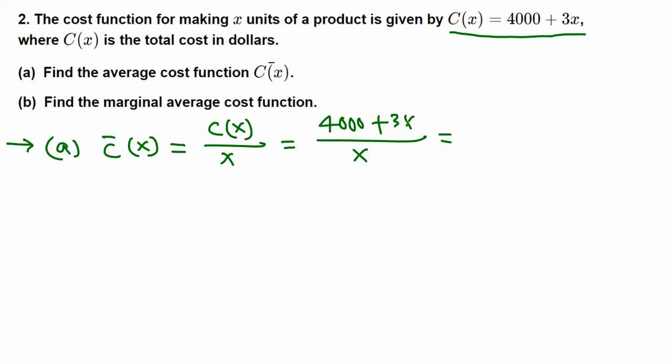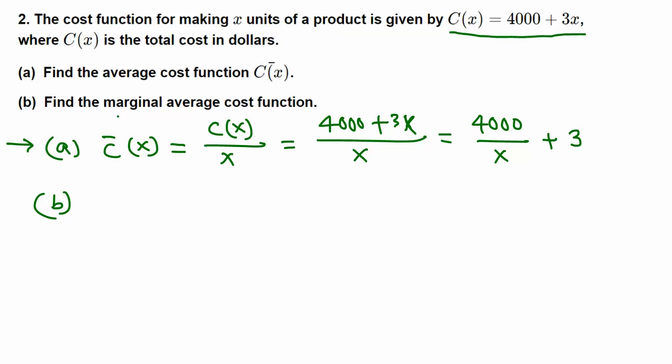Now we separate into two fractions, so 4000 over x plus 3x over x. Okay, do not cancel 4000 over x, but 3x over x, then we can cancel x and x, just 3. So this is the average cost function.